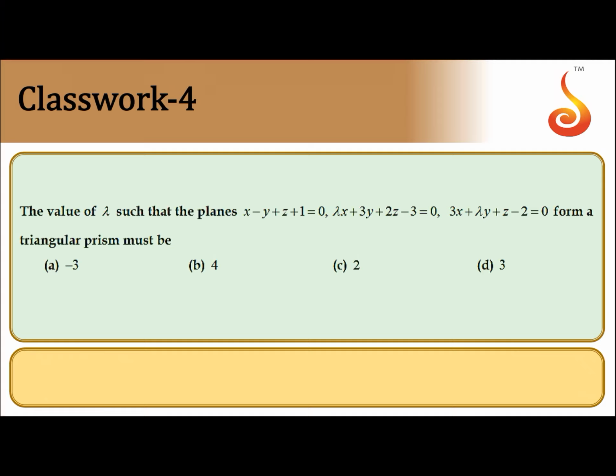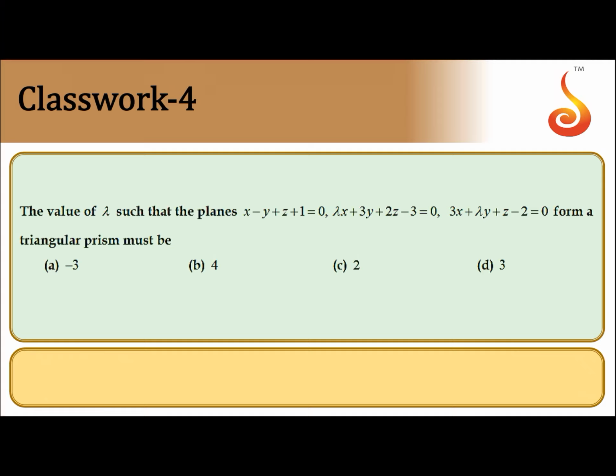Coming to the next one: the value of lambda such that the 3 planes form a triangular prism. They form a triangular prism means the system of equations in this case cannot have a unique solution. That means the determinant can never be equal to a nonzero value.